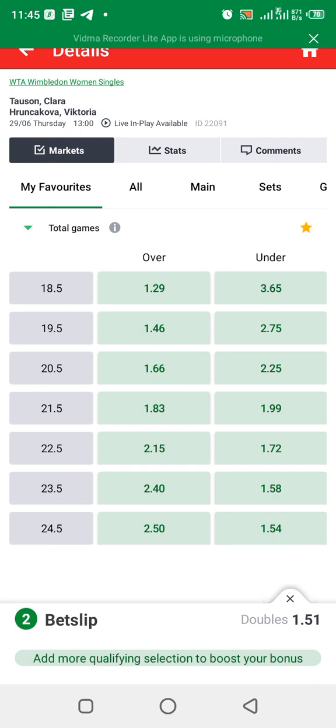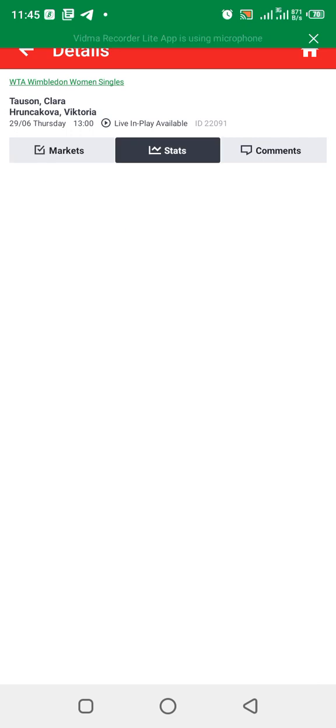So now let us check the statistics of this match between Clara and Victoria. So I'm going to check their statistics. I will check their total average points. After checking that, it will give us an insight of the possible outcome of the game.